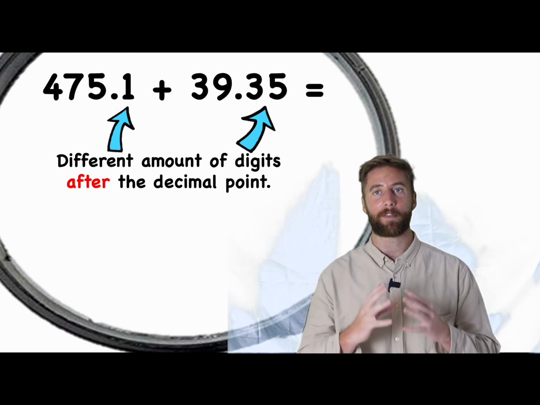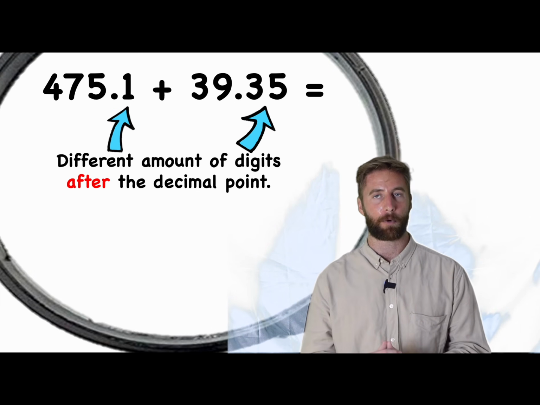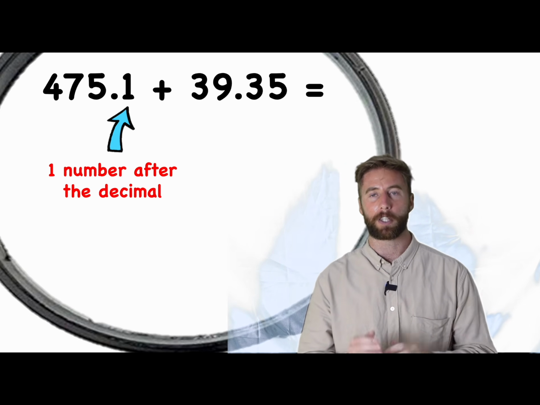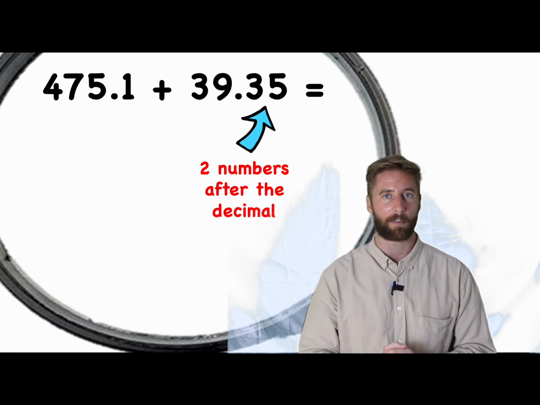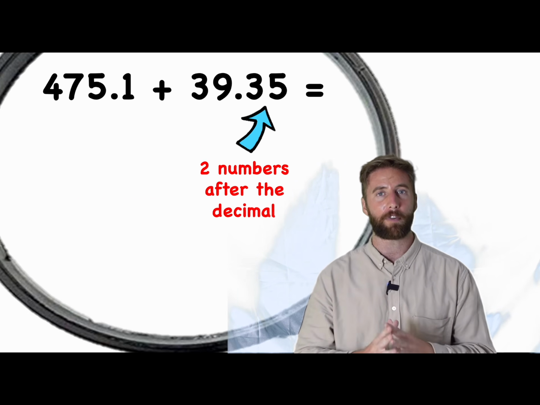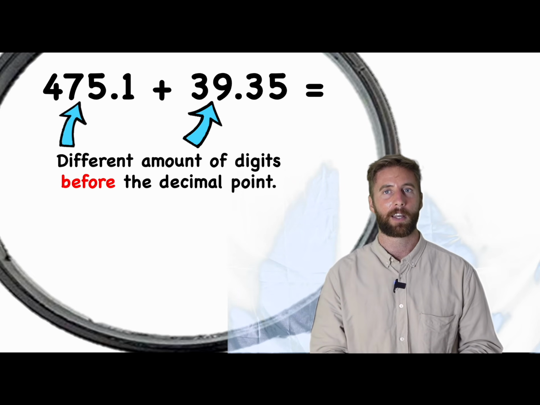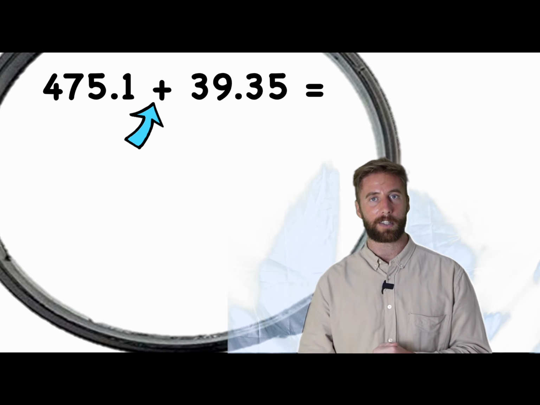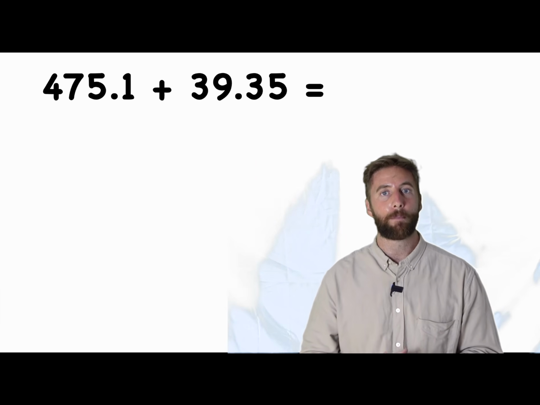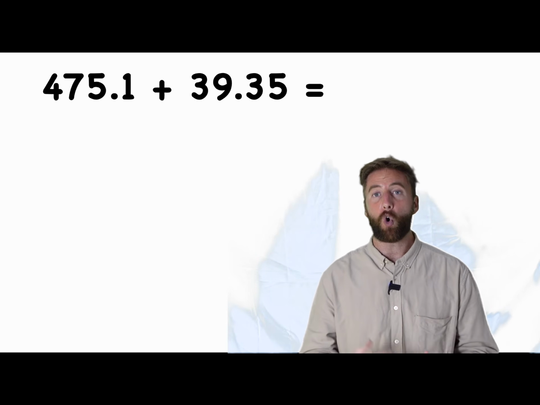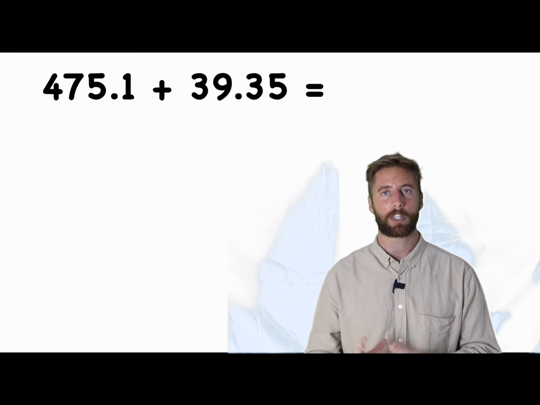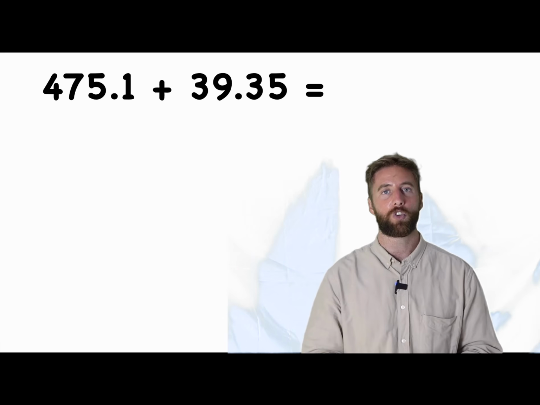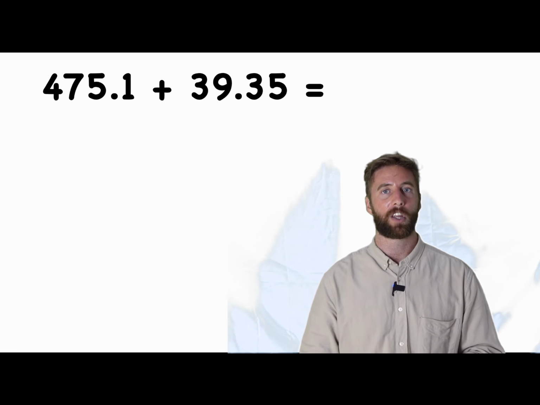Well, I can see we have a different amount of digits after the decimal place. In my 475.1, I only have 1 digit after the decimal place, whereas in my 39.35, I have 2 digits after the decimal place. But I also have different amounts of digits before the decimal place. In 475, I have 3 digits, and in 39, I have 2 digits before the decimal. So we're going to need more placeholders this time. I can also see that we're going to have to carry some of these columns. So this is as hard as stage 3 can get. If you can get this, you can do everything with addition in Year 5.